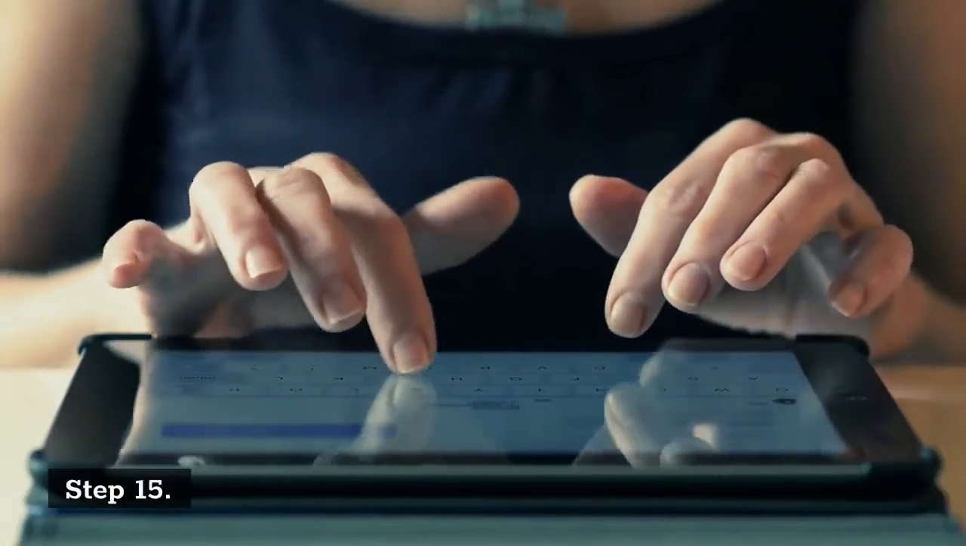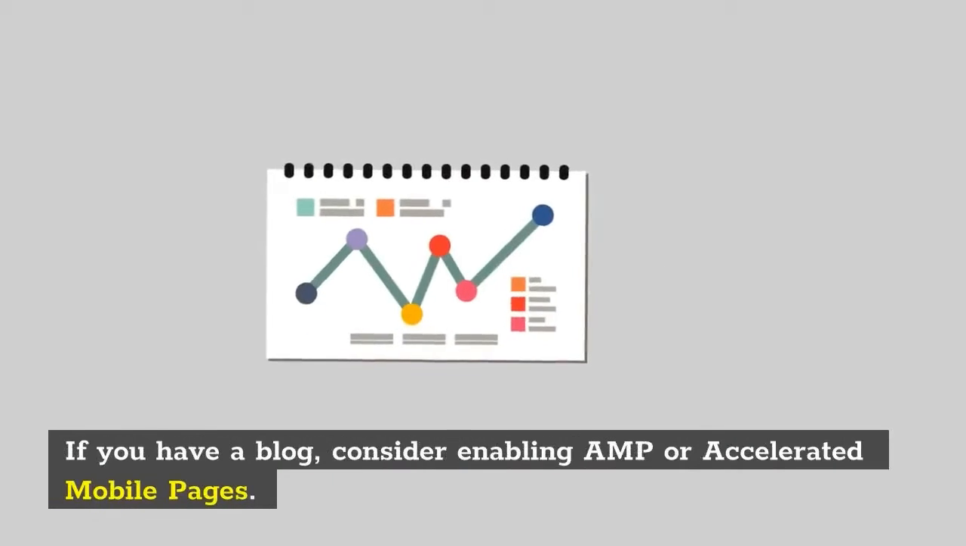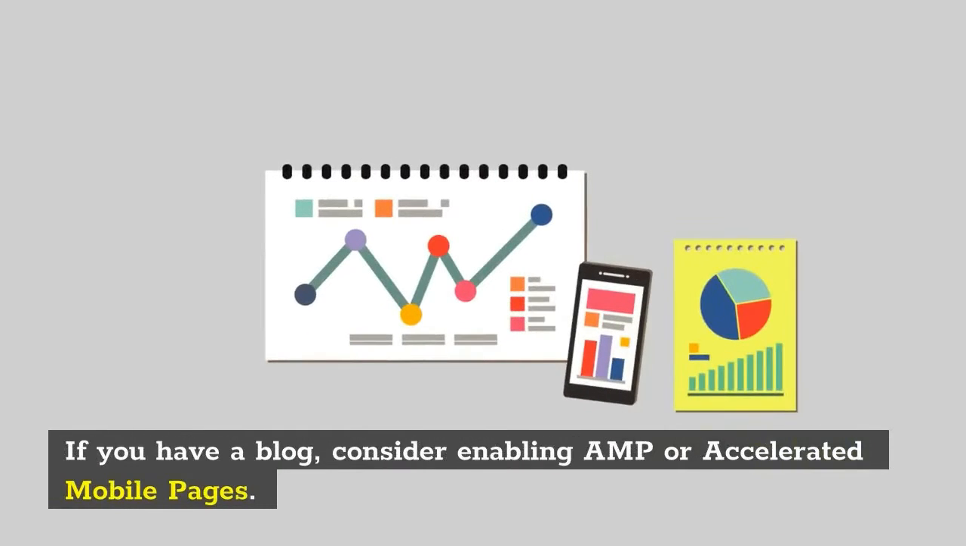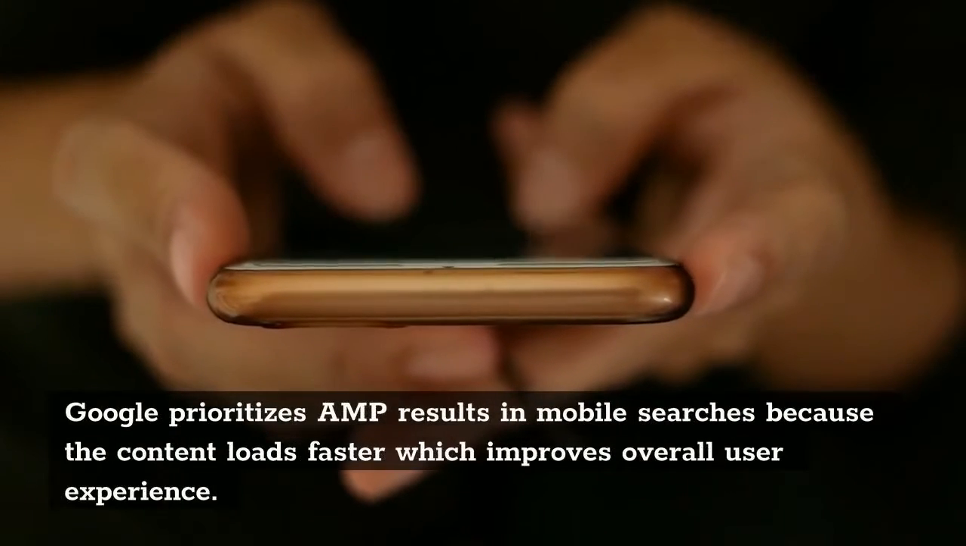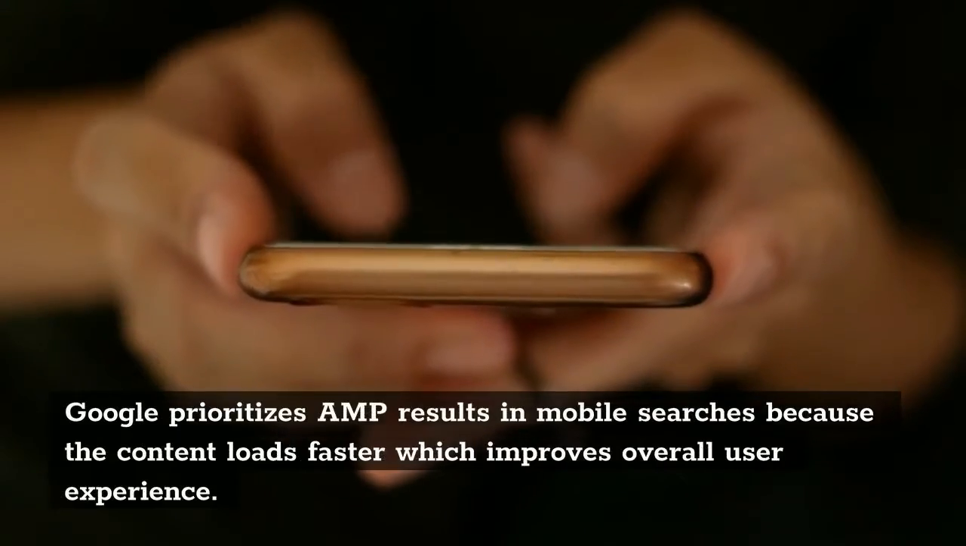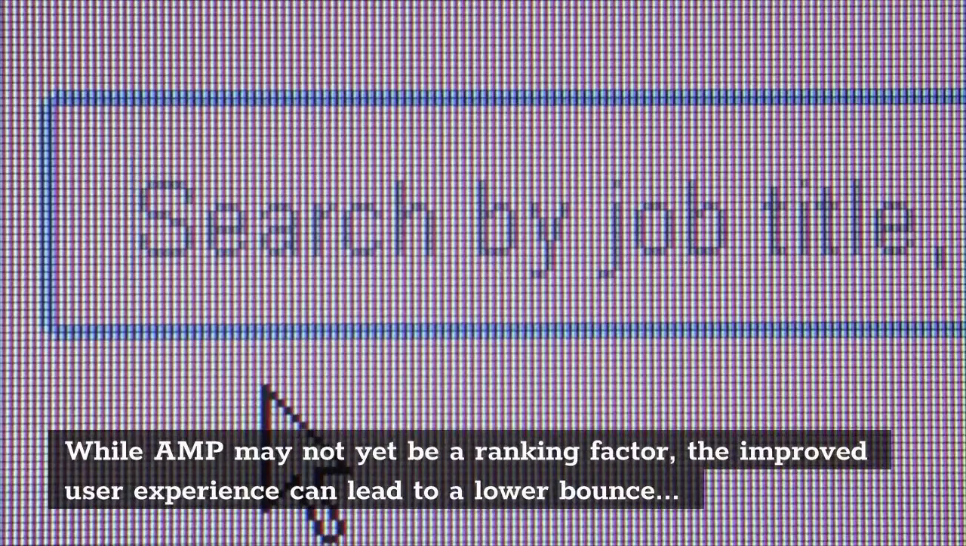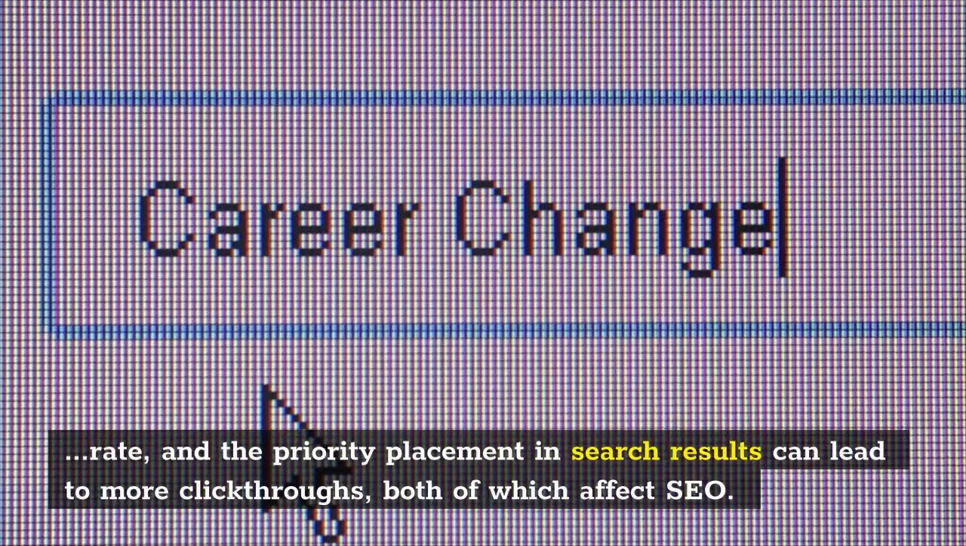Step 15. Turn on AMP. If you have a blog, consider enabling AMP, or accelerated mobile pages. Google prioritizes AMP results in mobile searches because the content loads faster, which improves overall user experience. While AMP may not yet be a ranking factor, the improved user experience can lead to a lower bounce rate, and the priority placement in search results can lead to more click-throughs, both of which affect SEO.